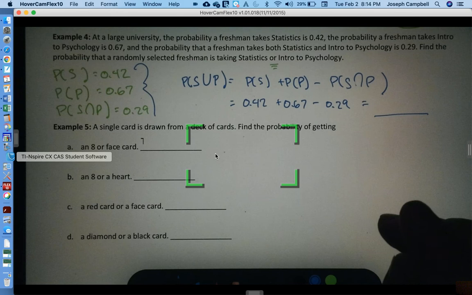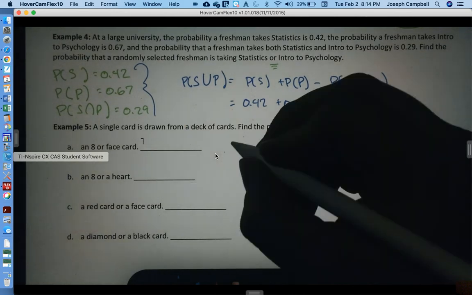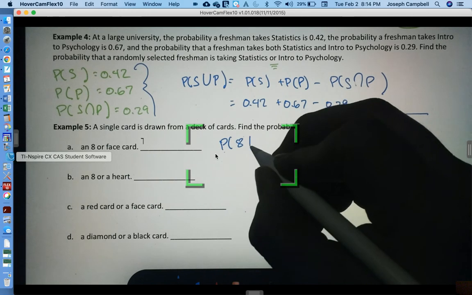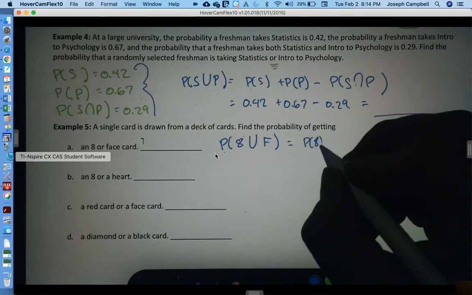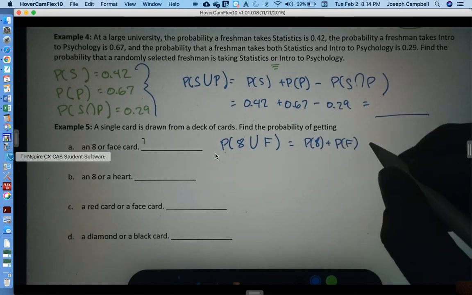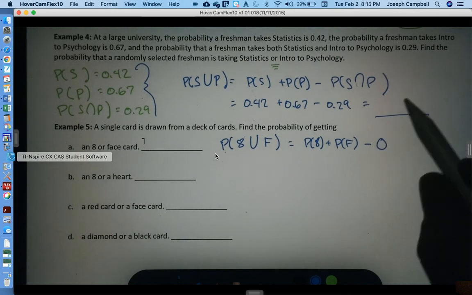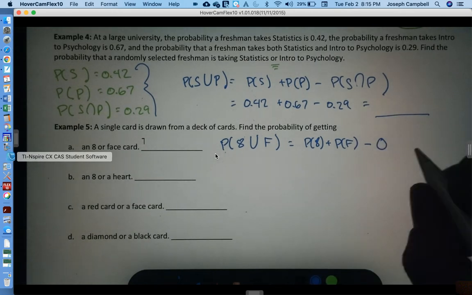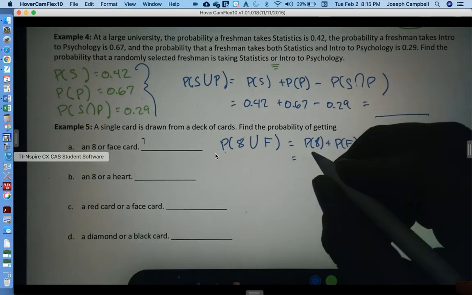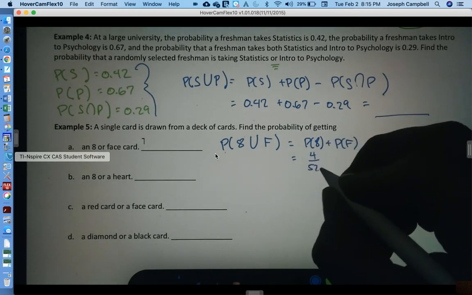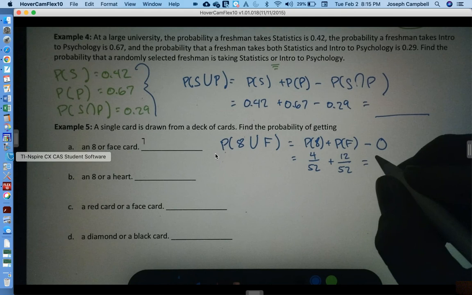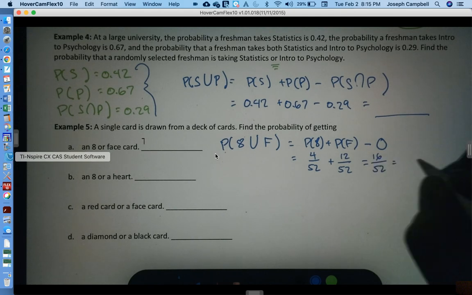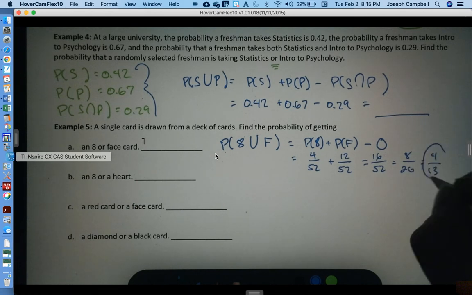Okay. So let's work these examples out. The probability of getting an 8 or a face card. That's just going to be the probability of getting an 8 plus the probability of getting a face card. Why? Because we're going to have to subtract 0 from it. The intersection of 8 and face cards is 0, right? So there's no sense in thinking too much about that. There are 4 8s and there are 12 face cards. So that's going to give me 16 out of 52, which is 8 out of 26, which is 4 out of 13.